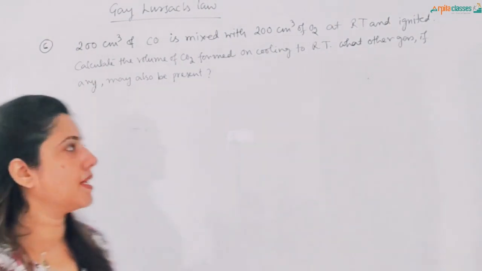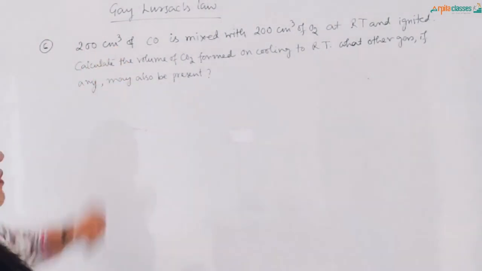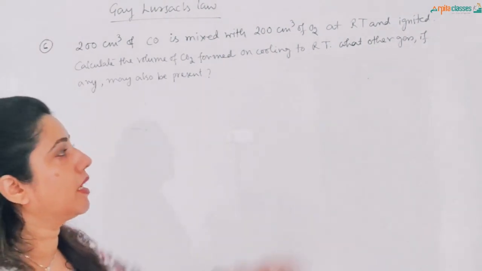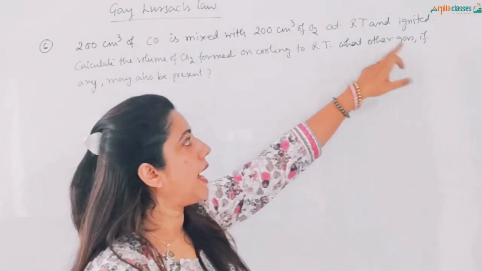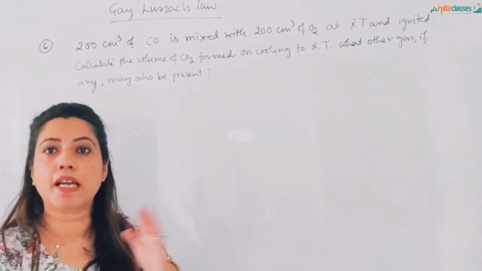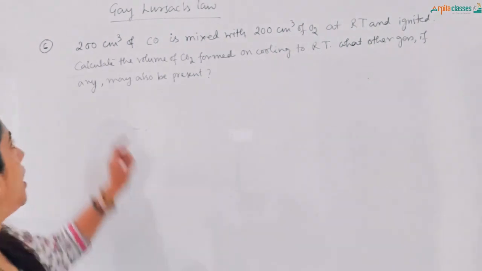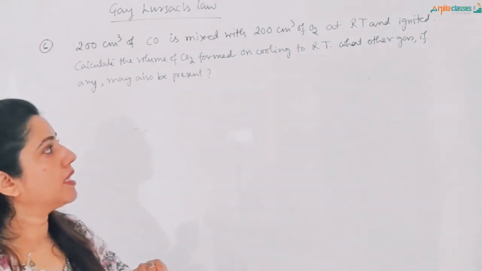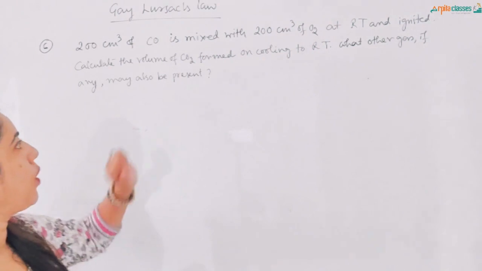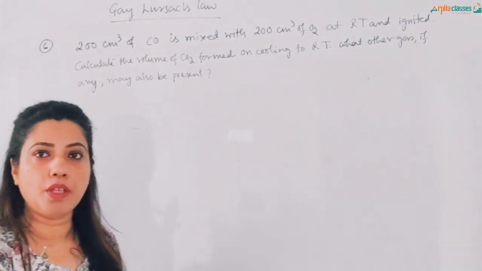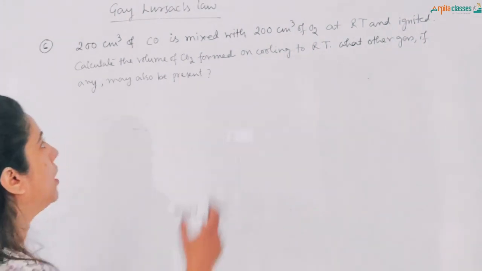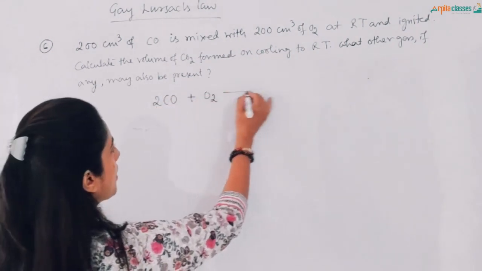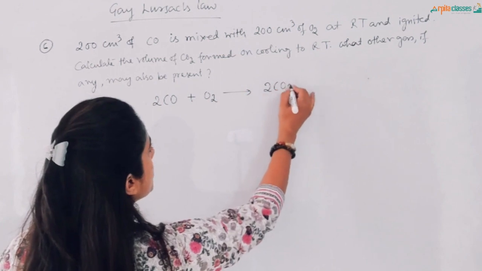So the question number 6 in front of you: 200 centimeter cube of carbon monoxide is mixed with 200 centimeter cube of oxygen at RT, which means room temperature, and ignited. Again, ignited means the combustion reaction is taking place. Calculate the volume of carbon dioxide formed on cooling to RT and what other gas, if any, may also be present. That means we have to find out the composition of the resultant mixture. So let us write down the balanced chemical equation. It is the same as the previous question: 2CO plus O2 gives you 2CO2.